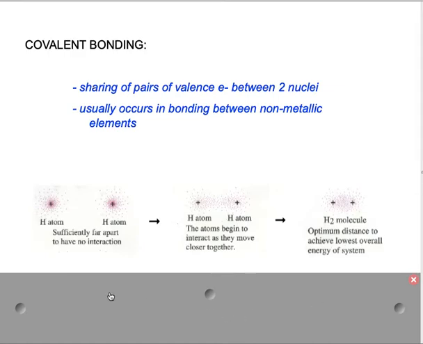As you can see, the hydrogen atoms begin far apart so that there is essentially no interaction between them, but as the atoms begin to move closer to one another, they begin to interact. Namely, the electron of one hydrogen atom begins to feel the electrostatic attraction of the nucleus of the other one. Ultimately, we reach an optimum distance that minimizes potential energy so that the two shared valence electrons can simultaneously feel the electrostatic attraction of both hydrogen nuclei.